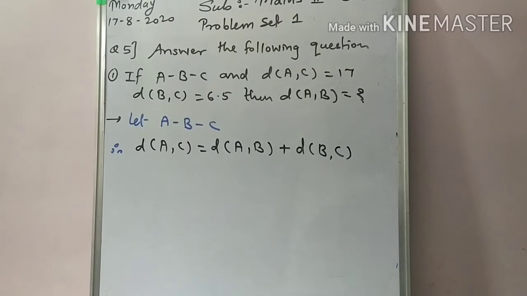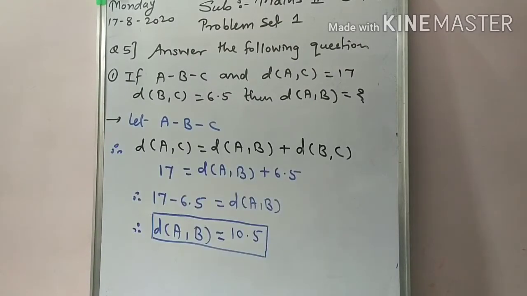Okay, so is it correct? Yes. As we substitute those values over here, 17 equal to our distance of AB plus 6.5. So to find the distance between A and B, what we do here, student, we take this constant 6.5 to the left side, so we have to subtract it from 17, and that subtraction value is 10.5. Okay, so like this. Similar, we have the second example, so I'll keep it as your homework.